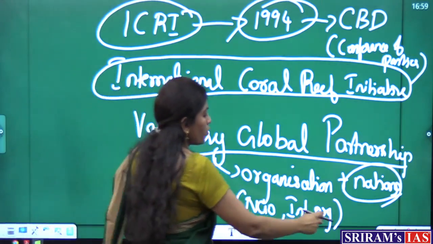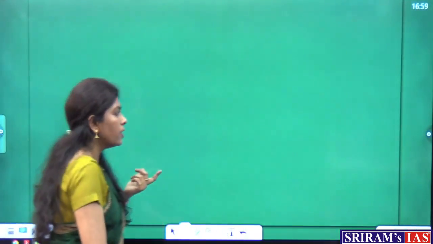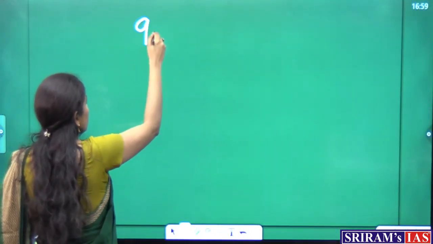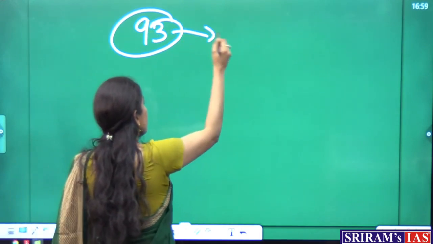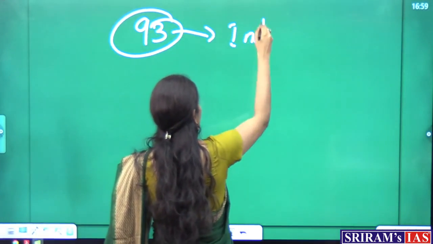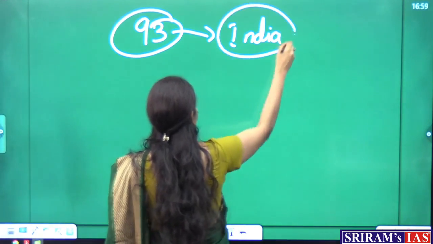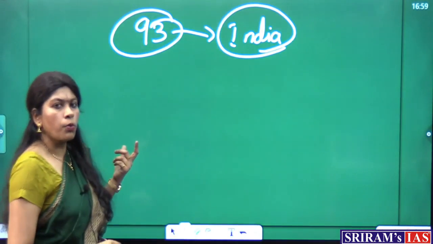So, who is the founding member? Now, how many members are there? That may be the question, that may be a point. Around 93, they will ask how many members are there. They will ask whether India is a member or not. So, India is a member, including India. Now, they have 93 members. But who is the founding member?